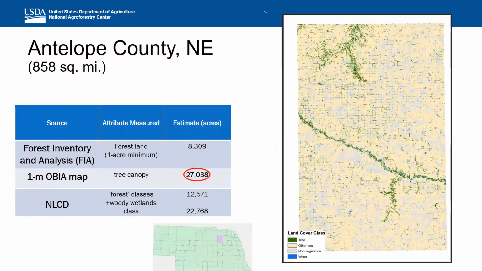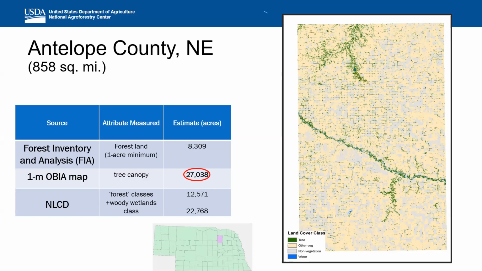So this chart here compares the land area of trees using our methods compared to some other data sets or inventory. This is Antelope County in northeast Nebraska. FIA-defined forest land estimated about 8,300 acres. Our estimates using the high resolution mapping methods came up with about 27,000 acres of tree cover. And using the lower resolution NLCD data set, depending on which classes you use, just using forest classes came up with about 12,000 acres, and including the woody wetlands class, about 23,000 acres.